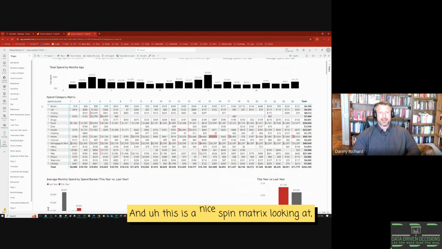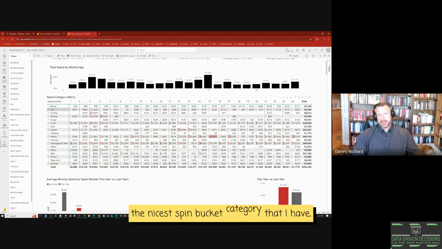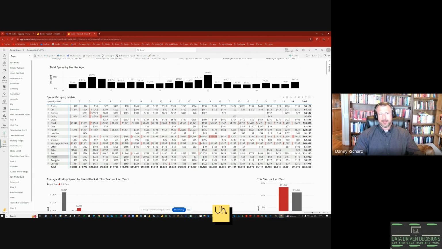And this is a nice spend matrix looking at the nicest spend bucket category that I have. I call it spend bucket.